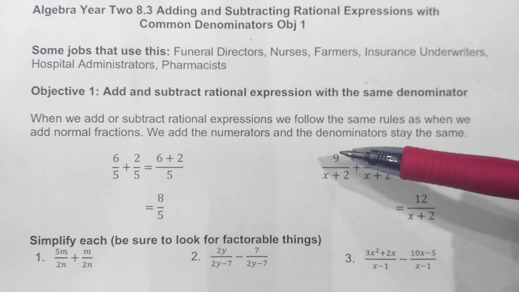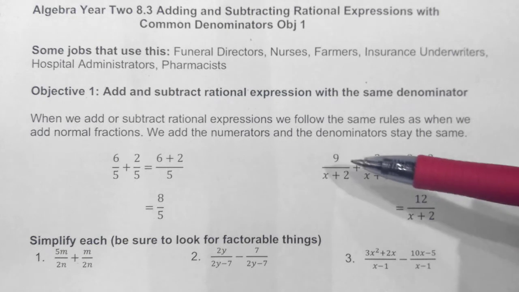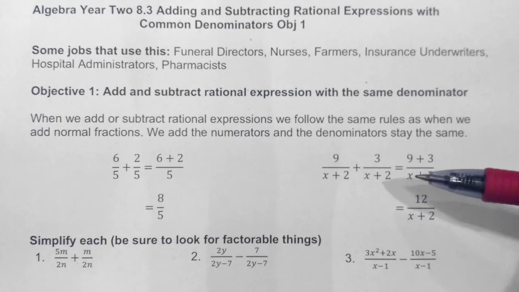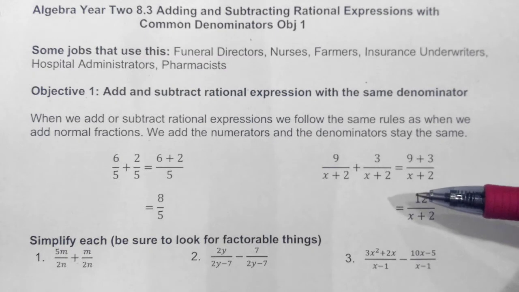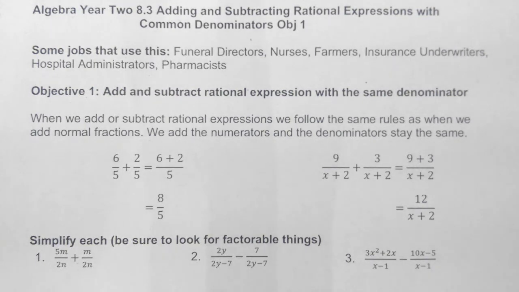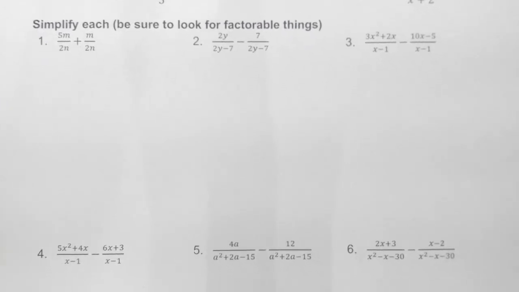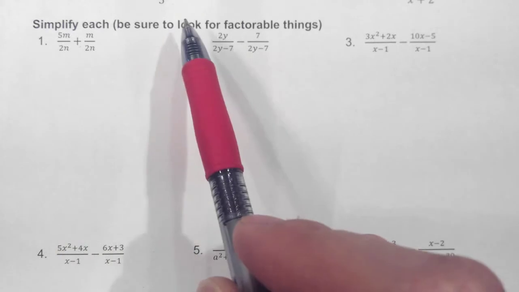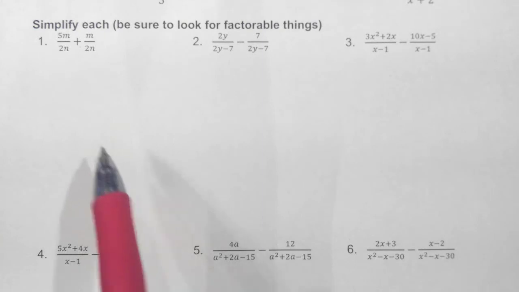Here's another example. If it's 9 over x plus 2 plus 3 over x plus 2, the denominators are the same, so we simply add the numerators over that common denominator, and 9 plus 3 is 12 over x plus 2. And remember, we can't simplify the 2 and 12 because you can't simplify across addition and subtraction. It's got to be a factorable thing to simplify. So what we're going to be looking at in these examples is, again, fractions with common denominators, and then we're going to be sure to look for factorable things to simplify to our final answer. So we'll see some examples of that.